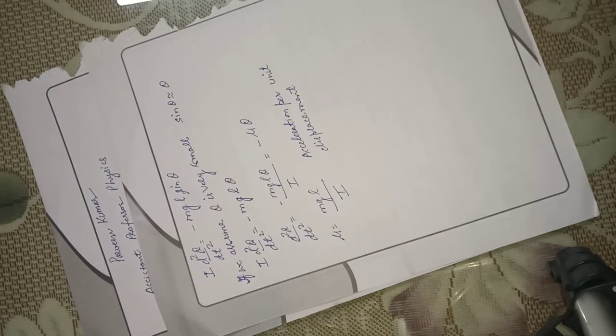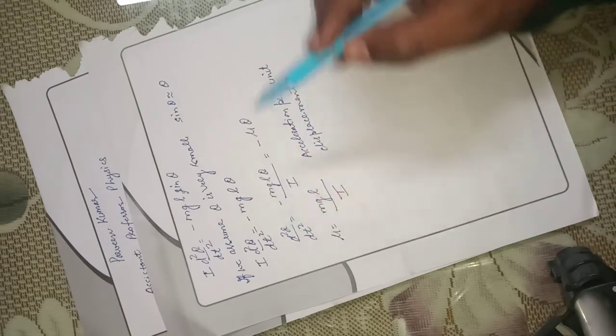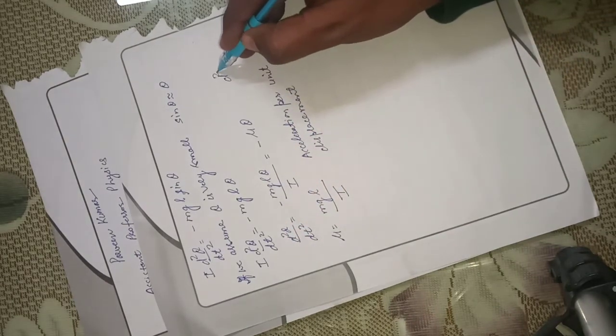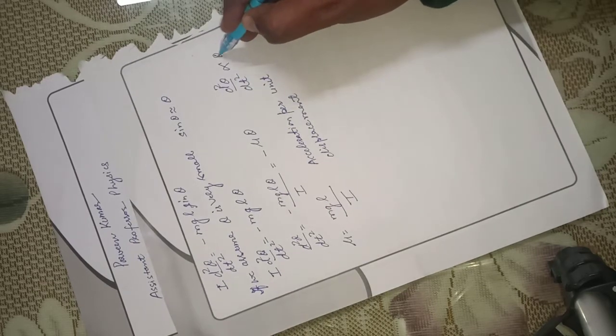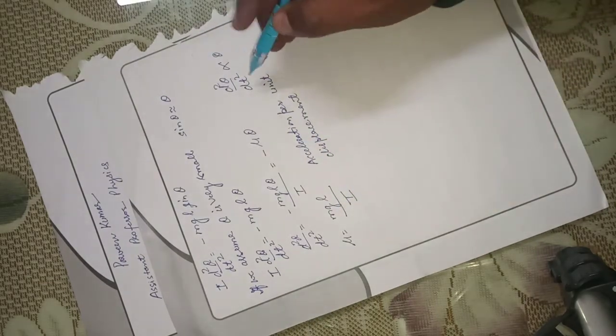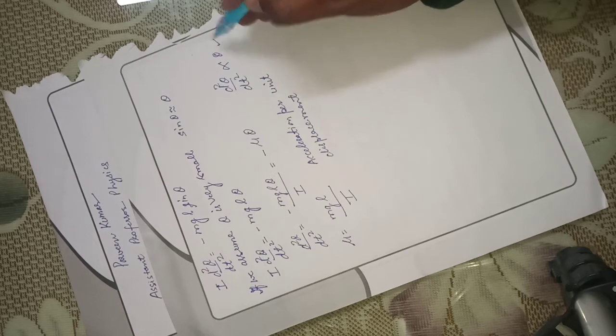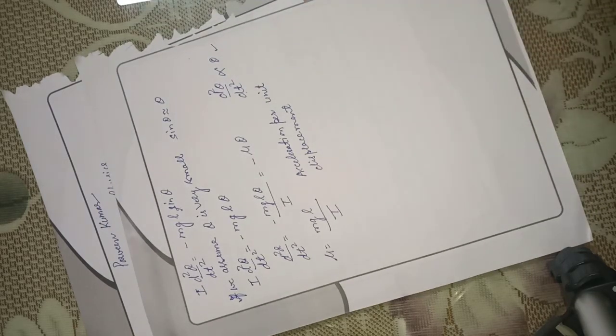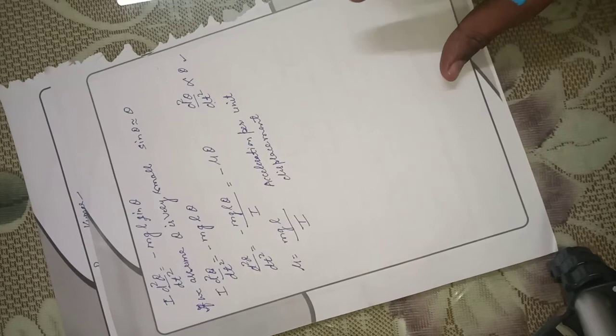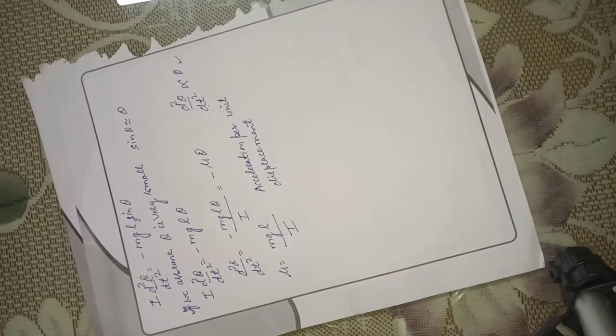So what will the pendulum do? The condition for simple harmonic motion is that acceleration should be directly proportional to angular displacement. Mu is constant, mgL by I is constant, so d square theta by dt square is directly proportional to theta. Acceleration is directly proportional to angular displacement, so the motion is simple harmonic motion. The pendulum executes simple harmonic motion.